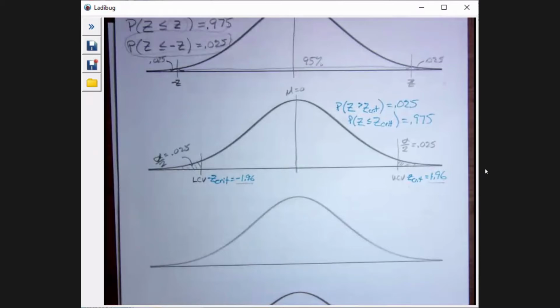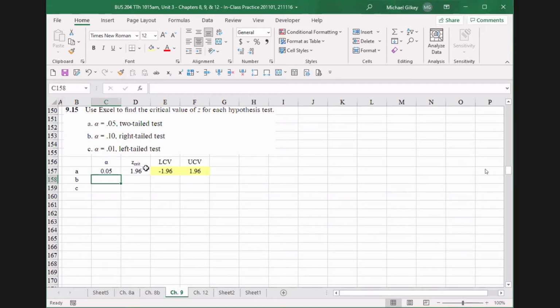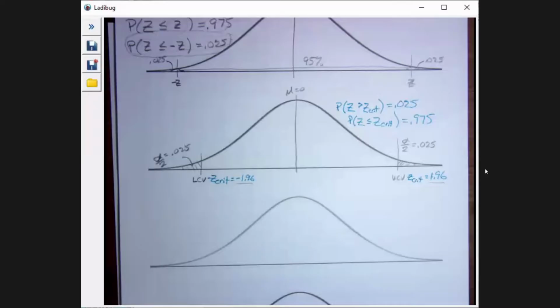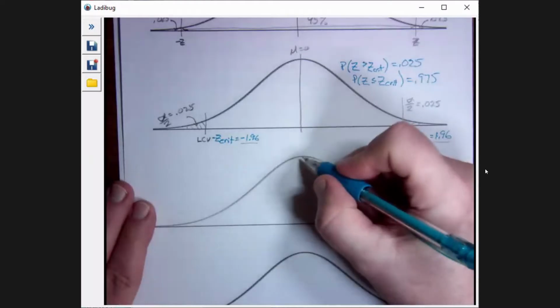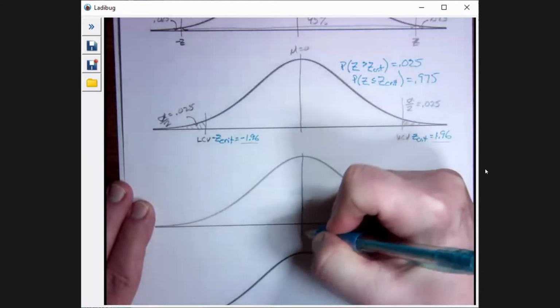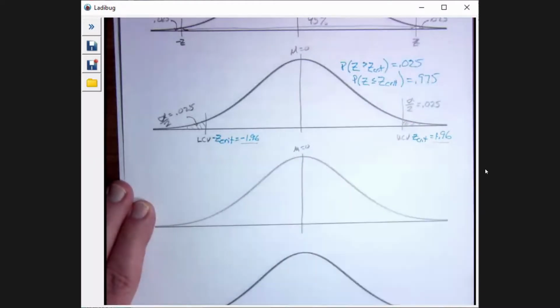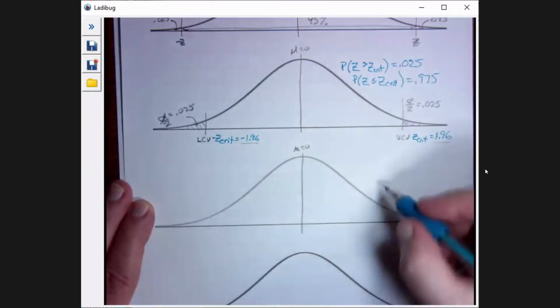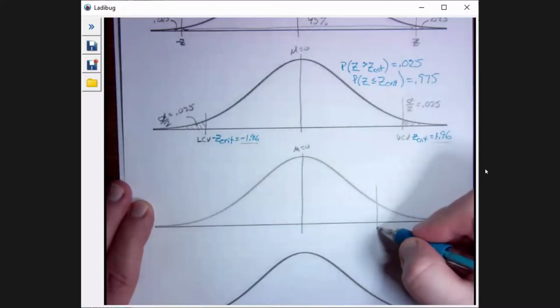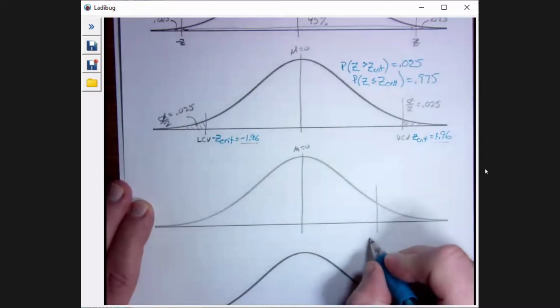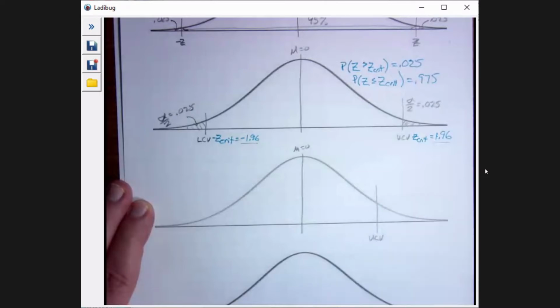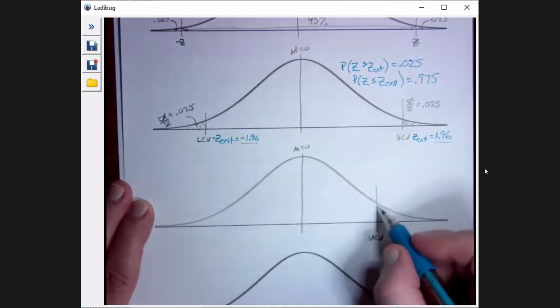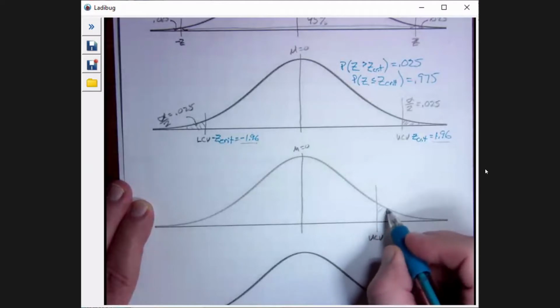Awesome. Okay, the next one gives us an alpha of 0.1, but this one is a right-tailed test. So again, let's draw a picture. Since we're using the standard normal, our mean is going to be 0. It's a right-tailed test, which means the alpha is in the right tail. So we've got some critical value here. Again, I call it an upper critical value because I know it's above the mean. How much area does it have in the tail?